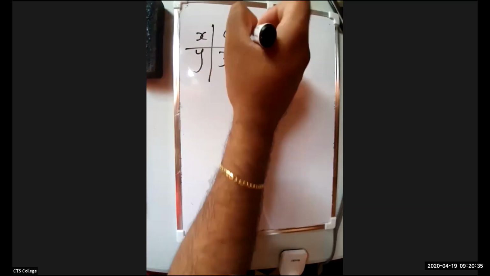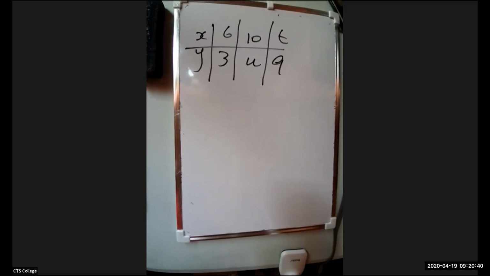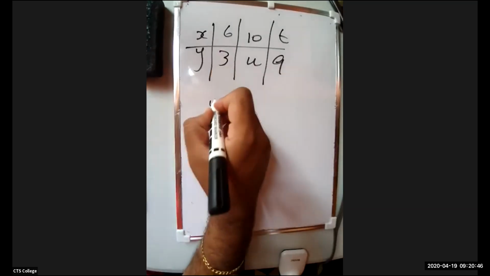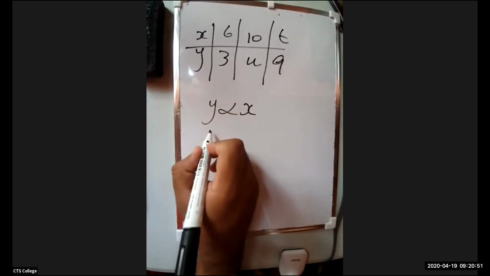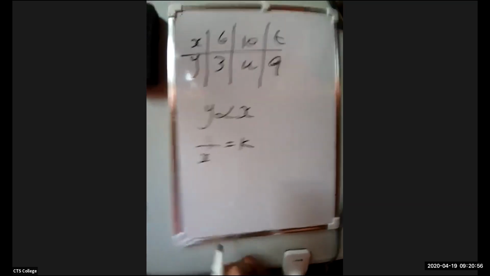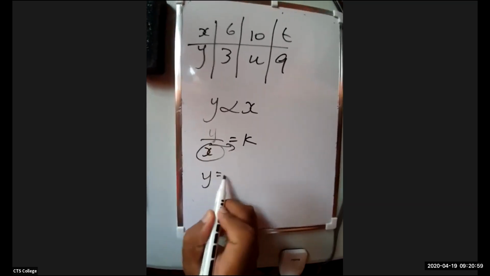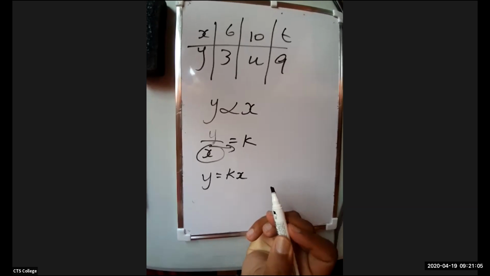Okay. So as you can all see from the table, we have x, we have y: 6, 3, 10, u, and of course t, 9. It is telling us that y varies directly as x. So that being said, we know that y over x is equal to k. If that's the case, then y is equal to k multiplied by x. Agreed?